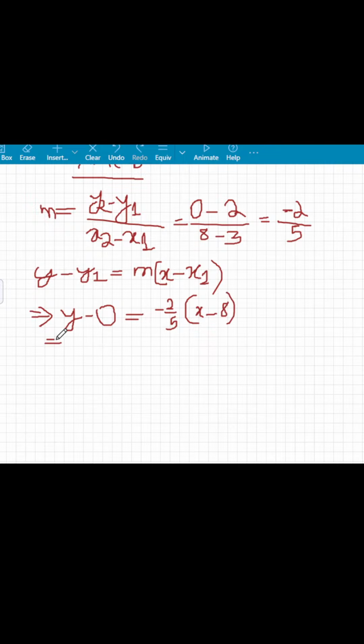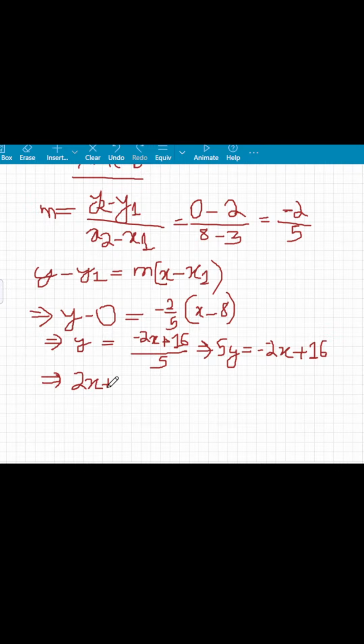Okay, and y equal to minus 2x plus 16 divided by 5. So this can be written as 5y equal to minus 2x plus 16. So we can bring it to the left hand side and we can write 2x plus 5y is equal to 16.